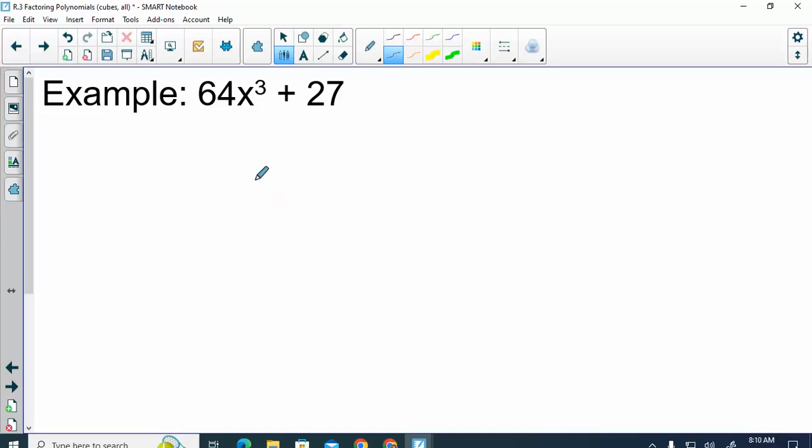64x cubed plus 27. Okay, so we really just need to figure out the a and the b. So what to the third would give you 64? 4. And that would just have to have an x with it. And 27 is 3. So in this, my A is 4x and the B is 3. All right. So it factors into, look at your sum of cubes.